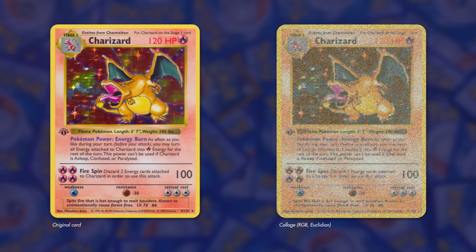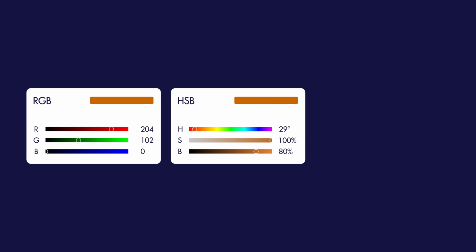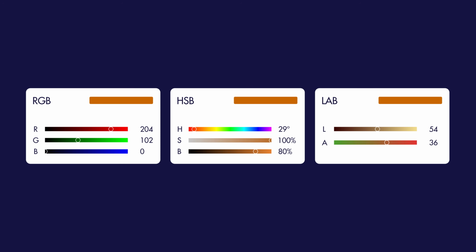To improve on this, I explored alternative color spaces. You've probably heard of RGB, red, green, blue, and HSB, hue, saturation, brightness, but in this case, the Lab color space proved to be much more effective because it's designed to be perceptually uniform. In Lab, L stands for lightness, and A and B represent color components that show differences in a way that aligns more closely with how the human eye actually perceives them.